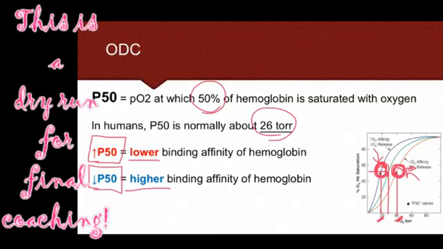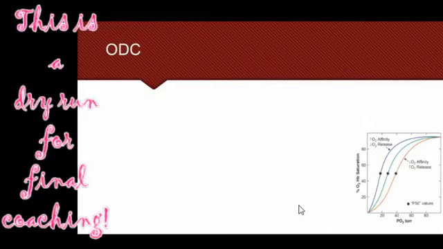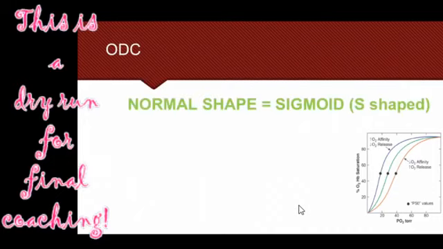Alright? So far, what we did is we defined what an ODC is. We explained the parts and we explained the P50. So, it's now time to look at the factors that will affect our curve. Okay? Pay attention first to the green line. So, yung green line na yan is the normal shape of the curve, no? In normal situations daw, ang ating curve ay sigmoid. And when you say sigmoid, that is an S-shaped thing. Okay, so sigmoid shape siya.